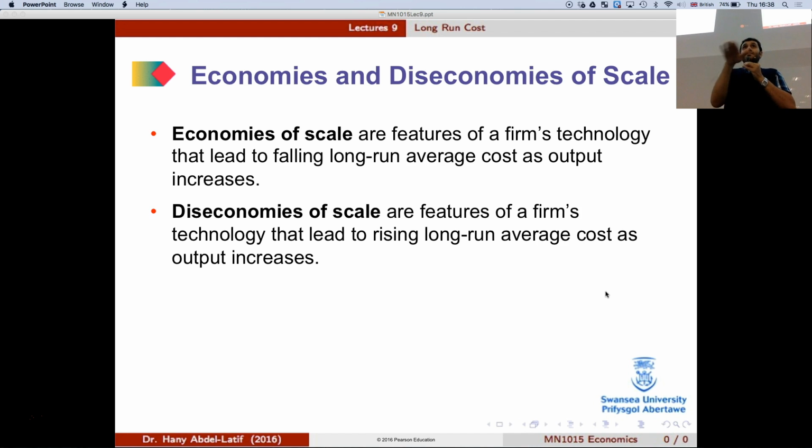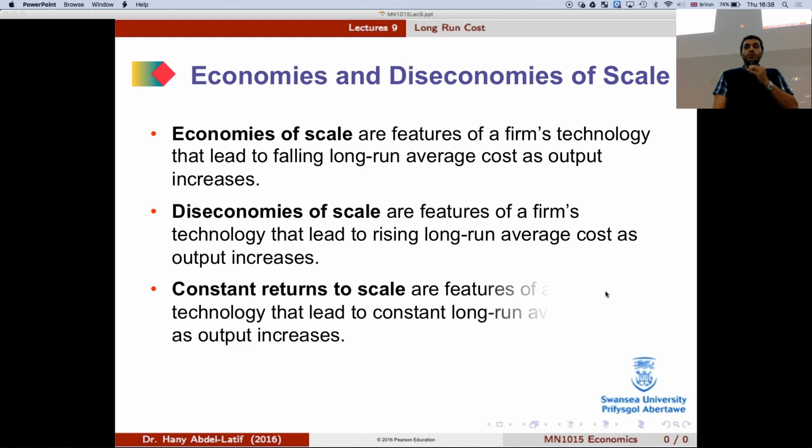So if in the middle, at some point, when you increase output level, you have a constant long run average cost curve, so it's like horizontal for some time or some point, then this is constant returns to scale. So I have these three different stages now. So economies of scale: you see the long run average cost curve, you're moving down on the long run average cost curve. Okay? While you increase the output.